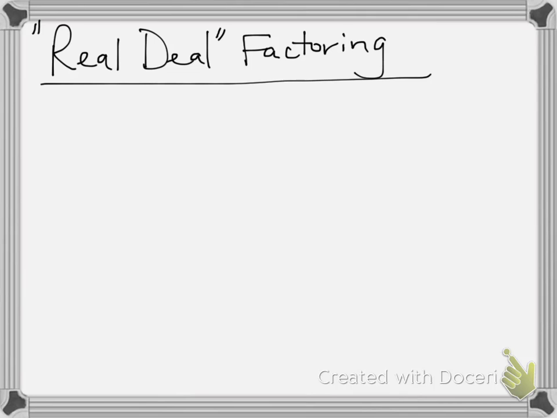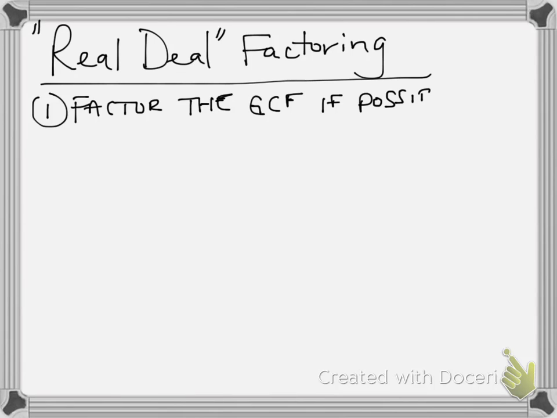All right, the first step is going to be factor out the GCF if possible. And you really need to be making sure that you're taking notes on your own paper, because if you're not, this is going to be tough. Okay? So factor out the GCF if possible. And again, it says if possible because it's not always going to be possible.